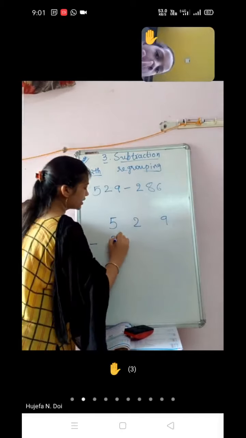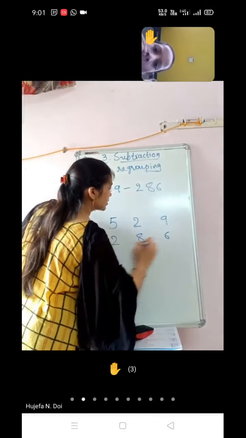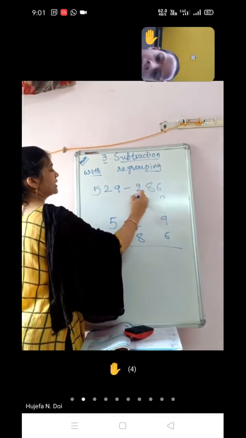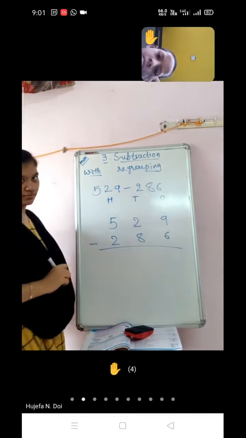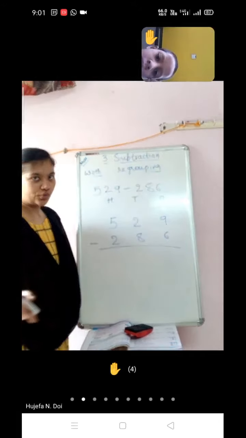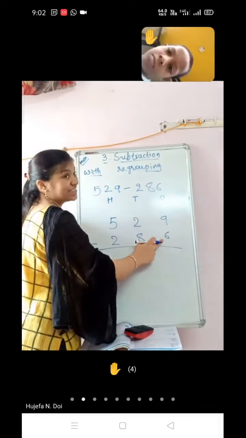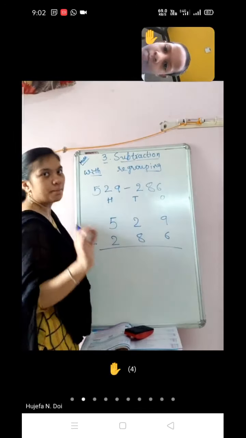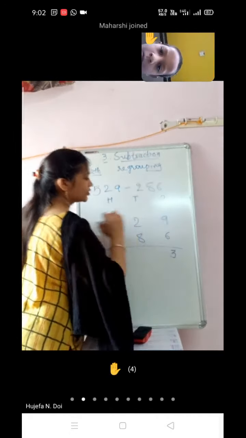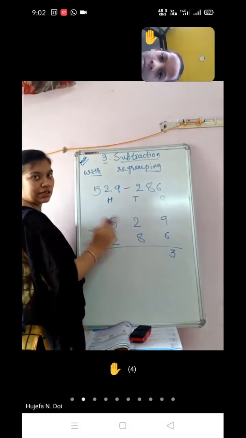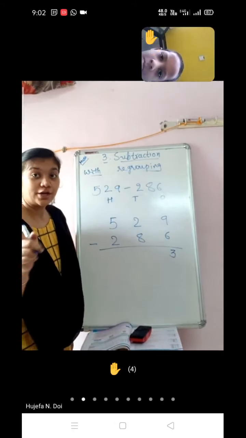529 minus 286. Ones place, tens, and the hundreds. So according to the rule, you have to start from the ones place. 9 minus 6, 3. Now, 2 minus 8. You have to subtract the 8 from the 2.